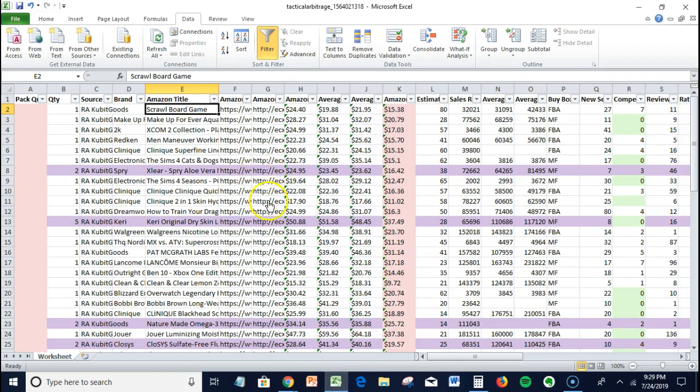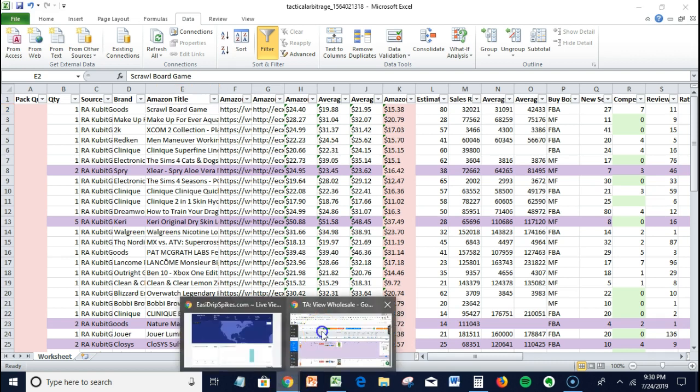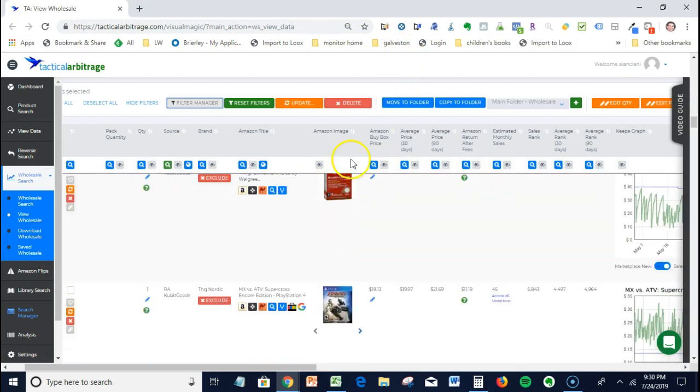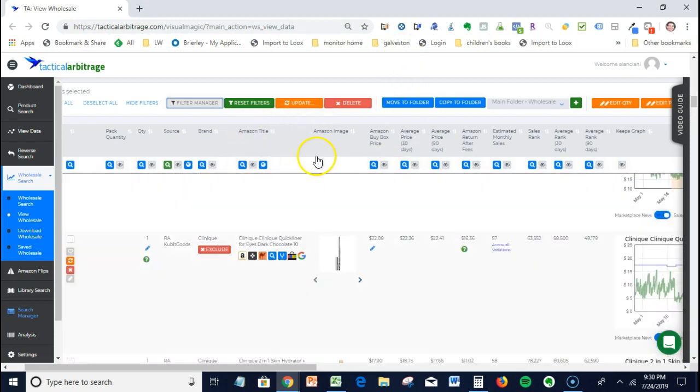Okay, so the first step in this process is going on Amazon, finding products, finding sellers that are selling those products, running a wholesale, doing Store Stalker, running that through Tactical Arbitrage, and then getting a list in Tactical Arbitrage that looks like this, and then it is exported.